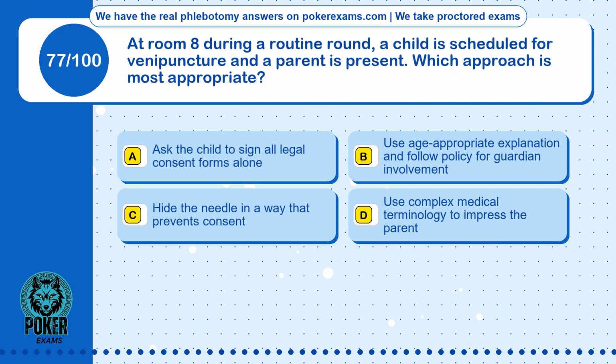Question 77. At room 8 during a routine round, a child is scheduled for venipuncture and a parent is present. Which approach is most appropriate? Option A. Ask the child to sign all legal consent forms alone. Option B. Use age-appropriate explanation and follow policy for guardian involvement. Option C. Hide the needle in a way that prevents consent. Option D. Use complex medical terminology to impress the parent.